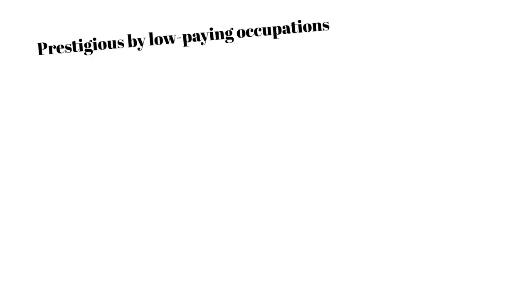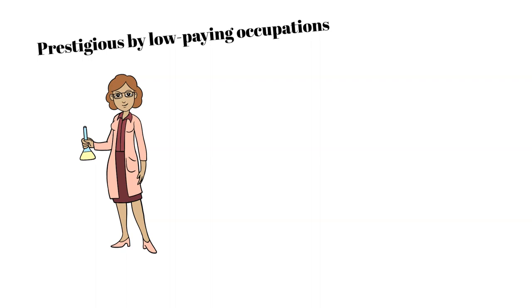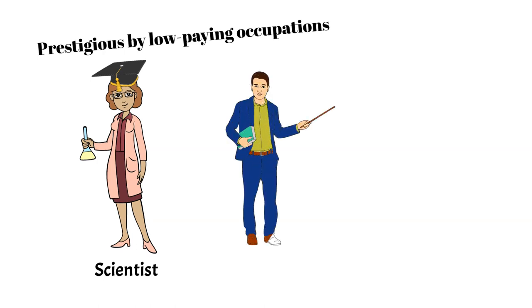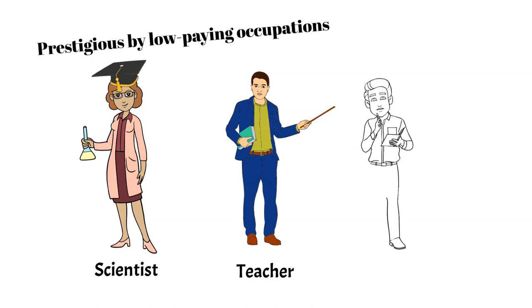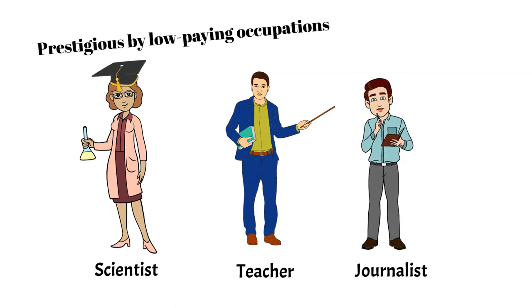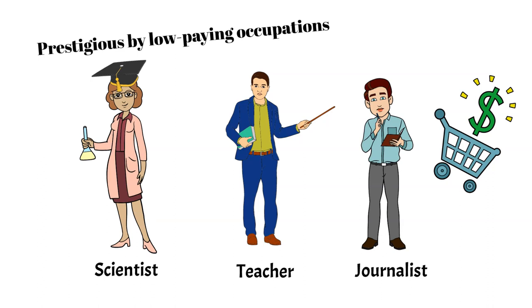Other examples of status inconsistency are prestigious occupation with low financial remuneration. Despite its prestige and influence, a career in academia often comes with relatively low salaries compared to other professions. Teaching, a profession that shapes future generations and holds great societal value, is often characterized by relatively low pay scales, particularly in certain regions or educational levels. Journalism, known for its impact on society and the pursuit of truth, is notorious for offering lower salaries, particularly for entry-level positions.